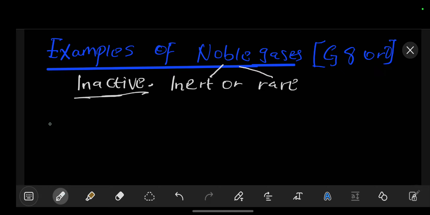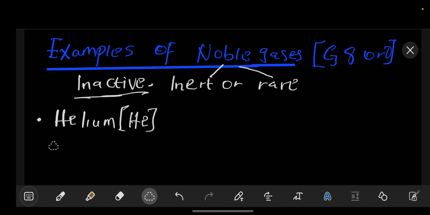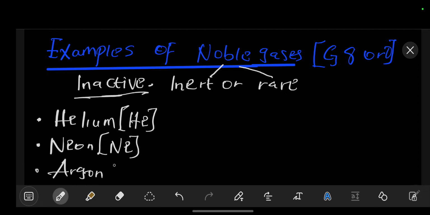Now let's look at some examples of noble gases that we have. Helium, the symbol is He. Please commit both the name and the symbol to memory. Then we have neon. The symbol is Ne. Then also know argon. Argon has a symbol of Ar.